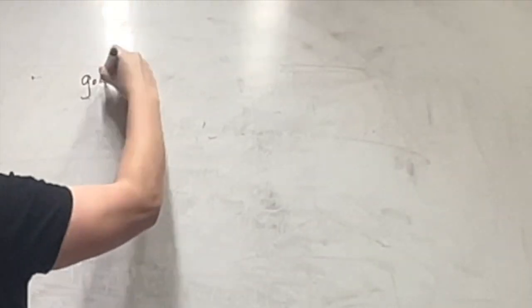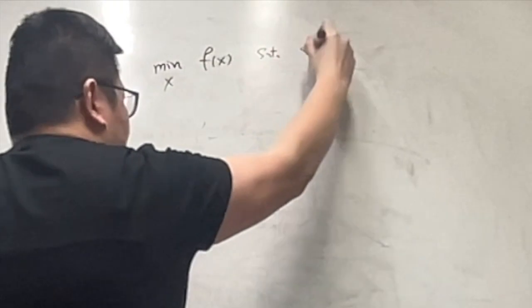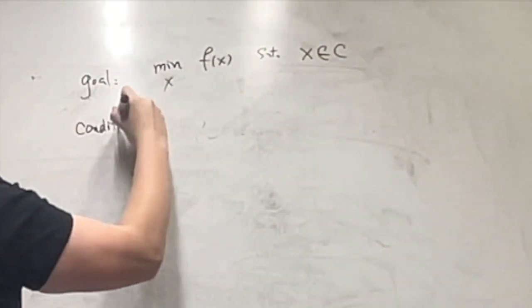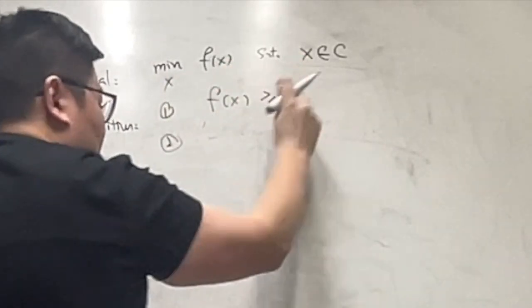Any questions? The next thing will be, what's exactly the update? As I told you, our goal is to minimize f(x) over x subject to x fulfilling some condition. Now what we do: the condition on the algorithm is, number one, f is larger than a number called the minimum.